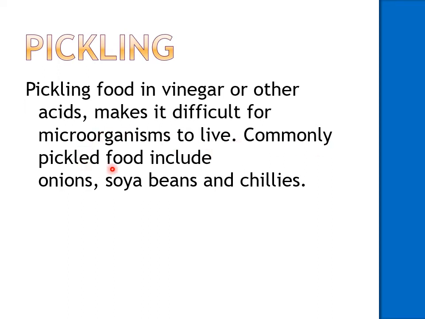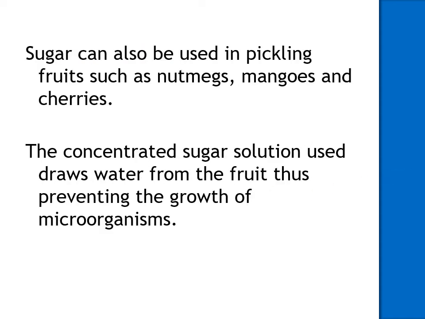Now commonly pickled foods include what? Onions, soya beans, and chilies. In pickling, instead of vinegar, sugar can also be used, and sometimes mustard oil is also used. Sugar can be used in pickling fruits such as nutmegs, mangoes, and cherries. Sugar behaves in a similar manner as salt, that is, it draws the extra water from the fruit, thus preventing the growth of microorganisms.